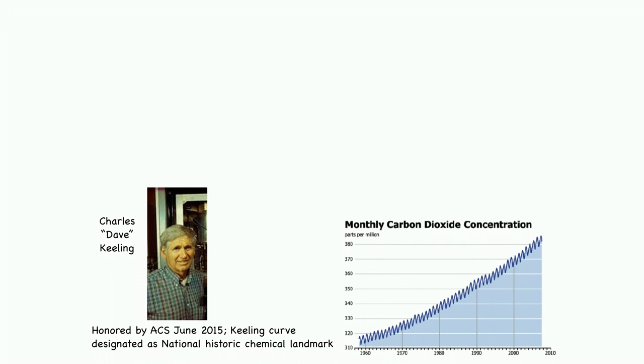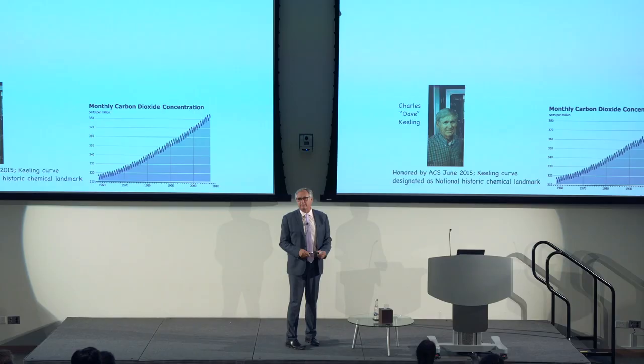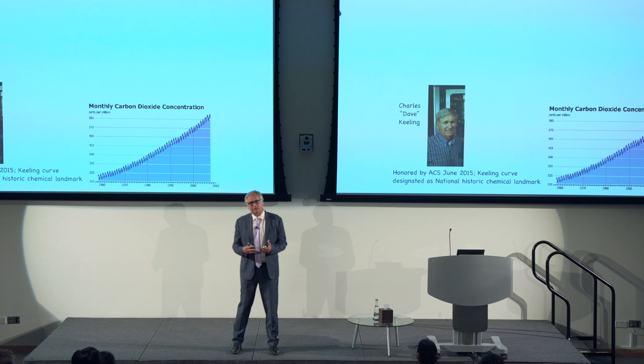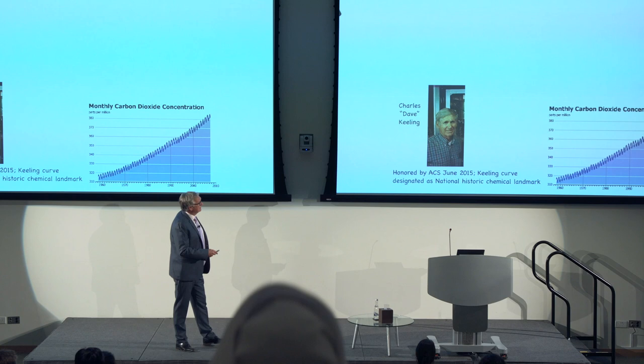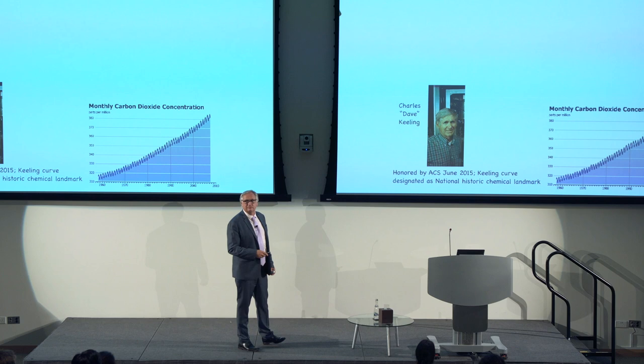And this man, Dave Keeling, was the originator of the so-called Keeling curve. He began the measurements on a mountaintop in Hawaii where the atmospheric disturbances from weather were minimized. And he began collecting these data, and these data are called the Keeling curve after Dave Keeling. And they also made it a National Historic Landmark for the American Chemical Society. So again, I ask, why is it rising?